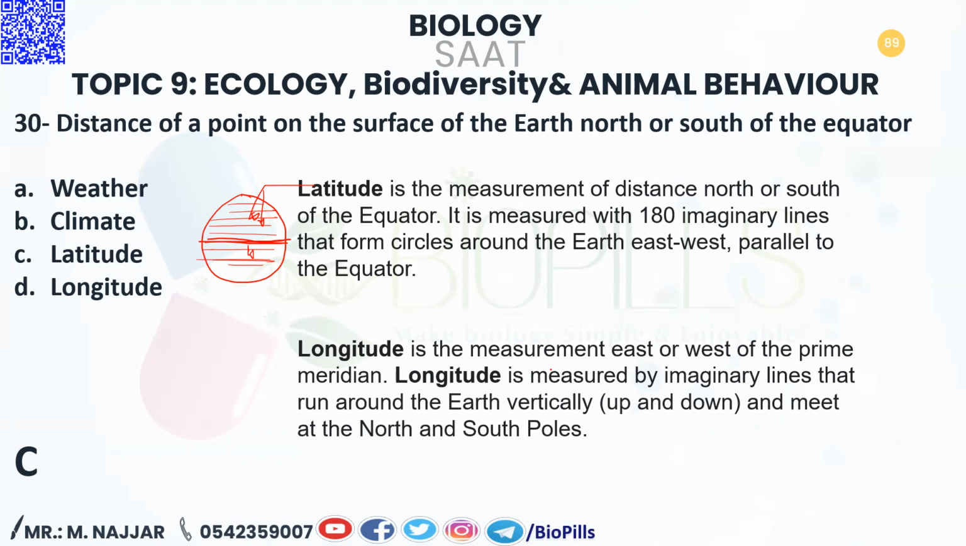The longitude is the measurement east or west of the prime meridian. Longitude is measured by imaginary lines that run around the earth vertically, up and down, such as here. Here is the Greenwich, sorry for this rough drawing. So those are the longitudes, to the right and to the left of the prime meridian. Of course, they meet at the north and south poles.